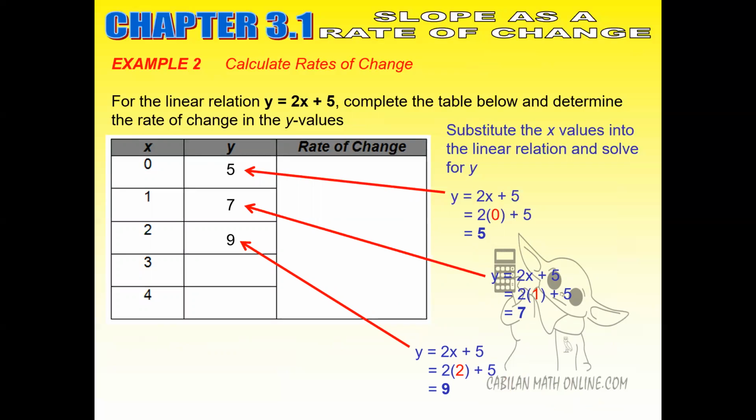Now, to find the rate of change here, you probably notice that these numbers here, 5, 7, and 9, are all going up by 2. So we can finish the rest here by simply adding 2 to the previous number. If we add 2 to 9, that's going to give us 11. And when we add 2 to 11, that gives me 13. If you see that the pattern of these numbers is all going up by the same number, guess what? You have just figured out how to calculate the rate of change.